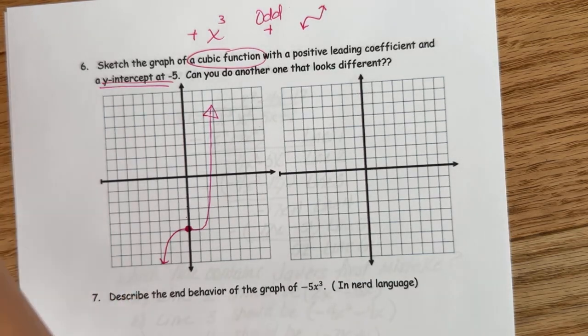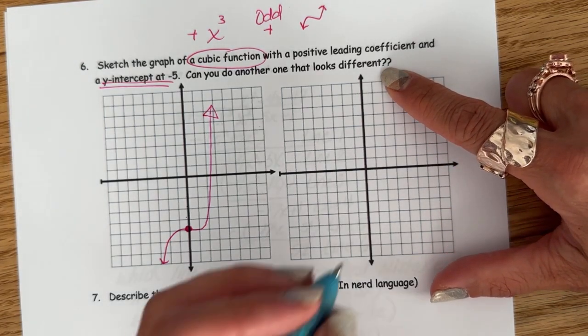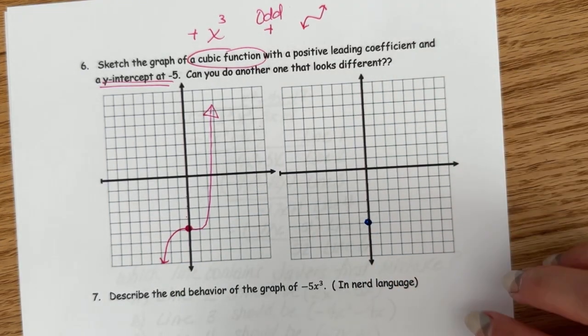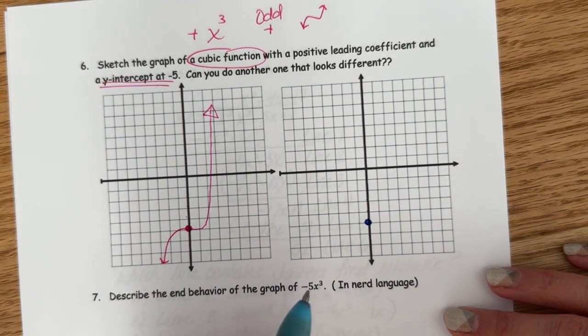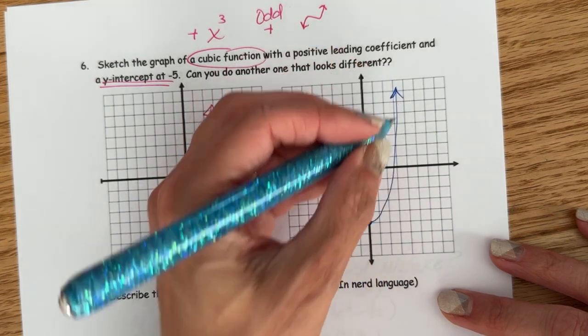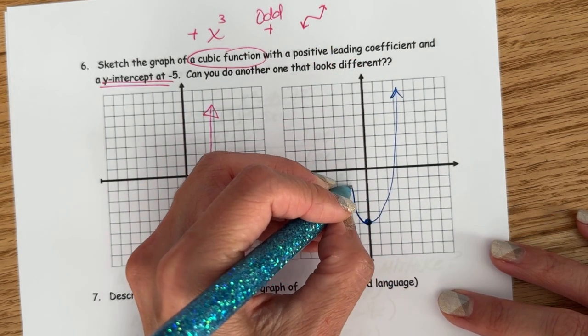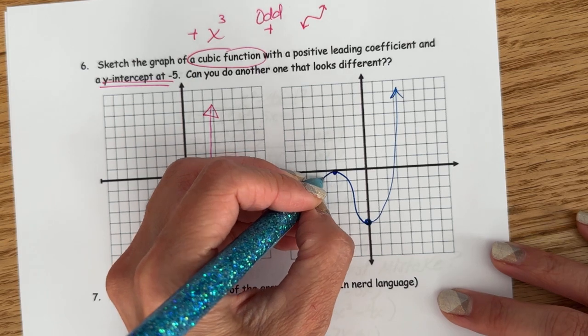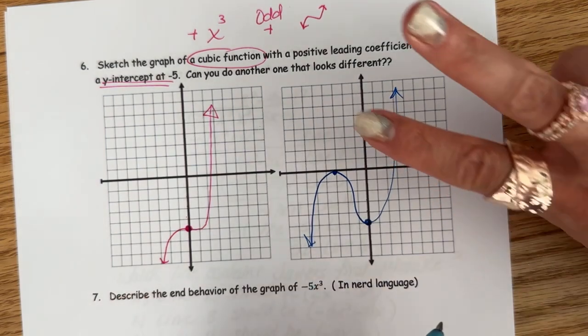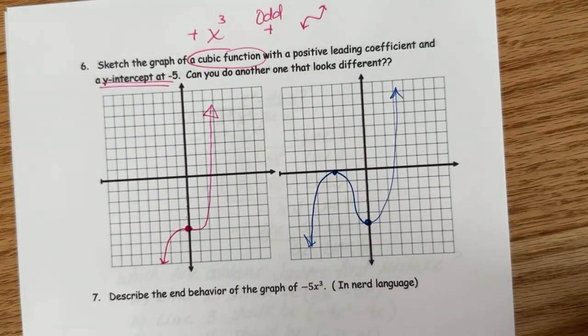Let's see if we can make another one. So we want it to look different, but it's still got to go through -5. 1, 2, 3, 4, 5 on the y-axis, okay? And it still has to be a cubic. So let's make it touch the x-axis more than once. So we know that it's going to have to go up here. But if I want to touch the x-axis again, let's have it touch right here and then come back down. And that's a cubic. It's hitting the x-axis twice, so it has 2 zeros, which means that the remaining zeros are imaginaries, but that could happen too. Okay, so there's my odd function.